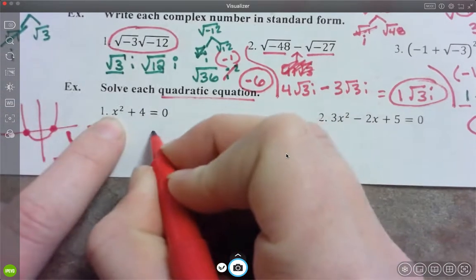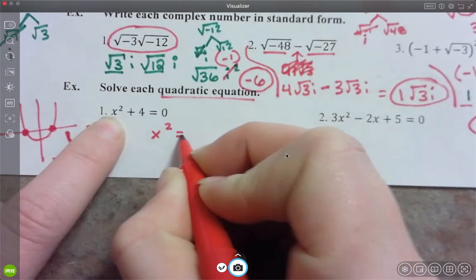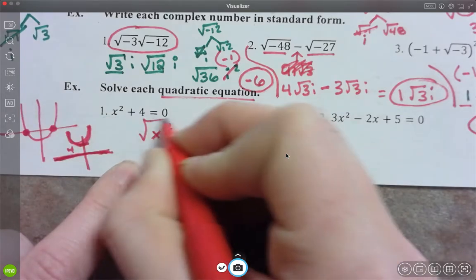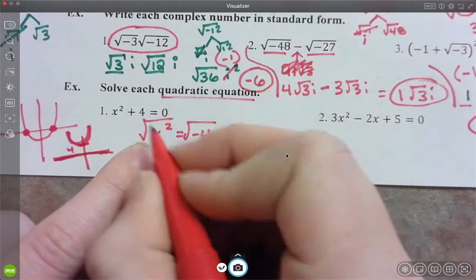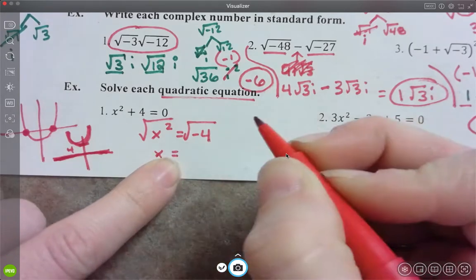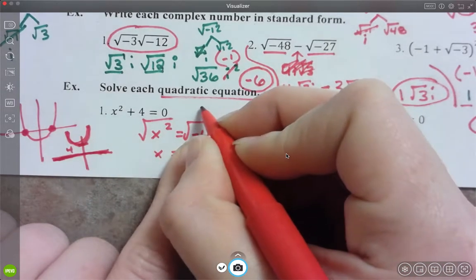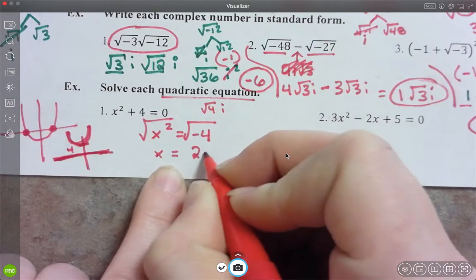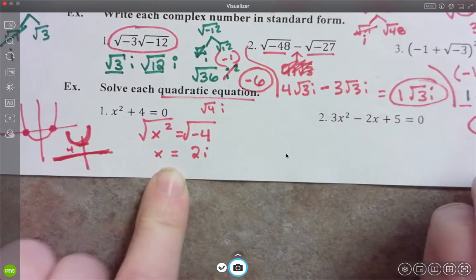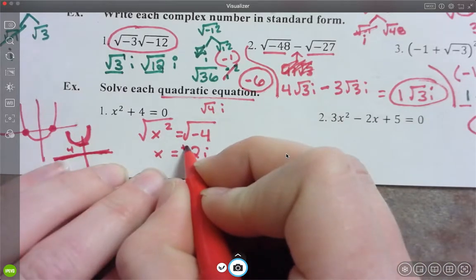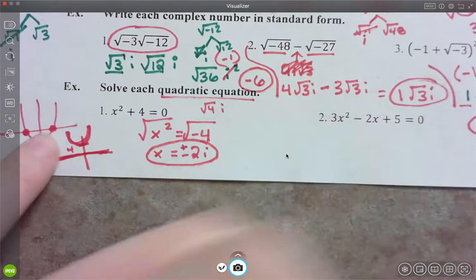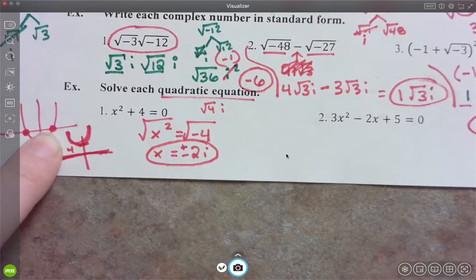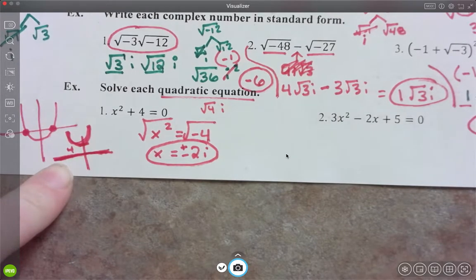So if we solve for x, we get x squared by itself. So x squared is equal to negative 4. And then we take the square root. So x is going to be equal to the square root of 4 times i, or 2i, because the square root of 4 is 2. And since we inserted the square root in there, we have positive and negative, okay? So this is crossing at an imaginary positive 2 and negative 2, right? Which really means that it's not crossing because it's imaginary, right?